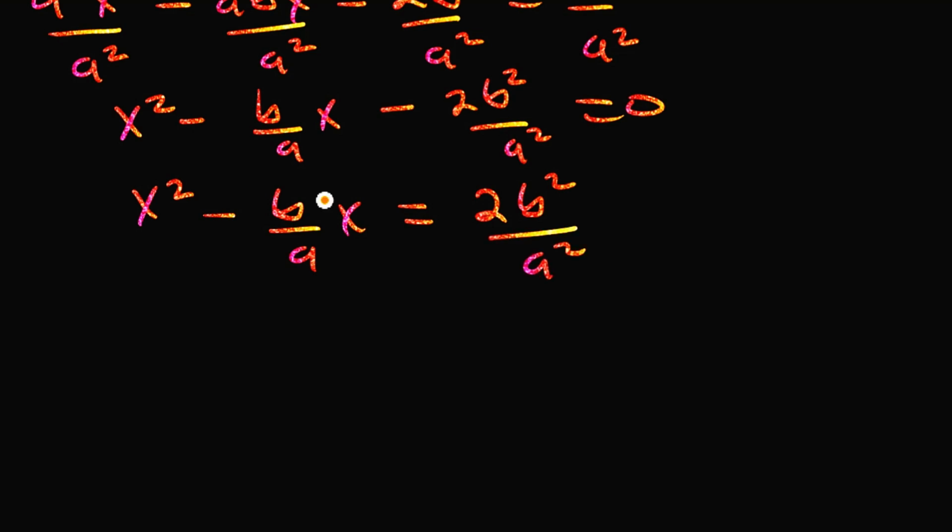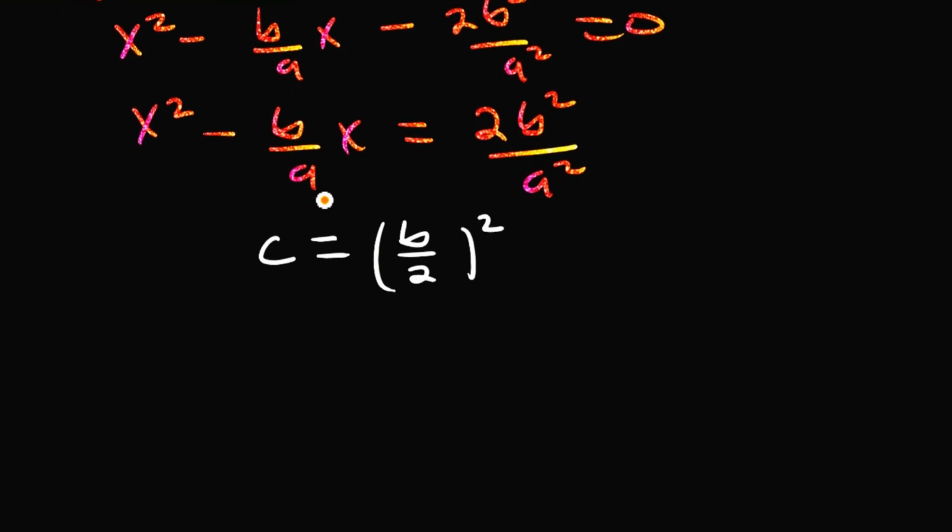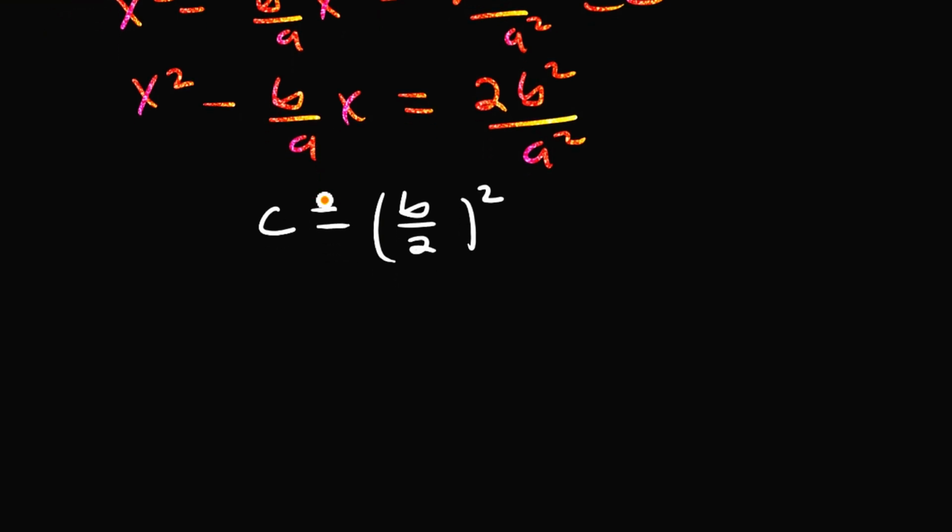Now the left hand side is left incomplete, so we complete it by introducing a new c because we took the c away. So c is given by half of b, squared. So that is what we do. We now take half of b. Our b in this case is negative b over a. So we take half of it, square it, and add it to both sides of the equation.